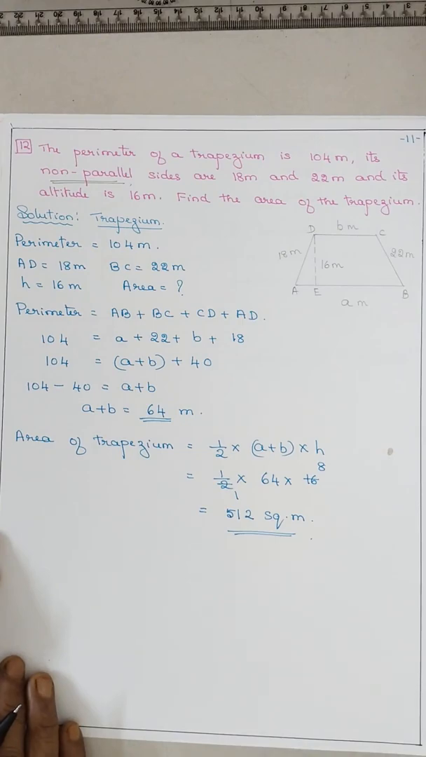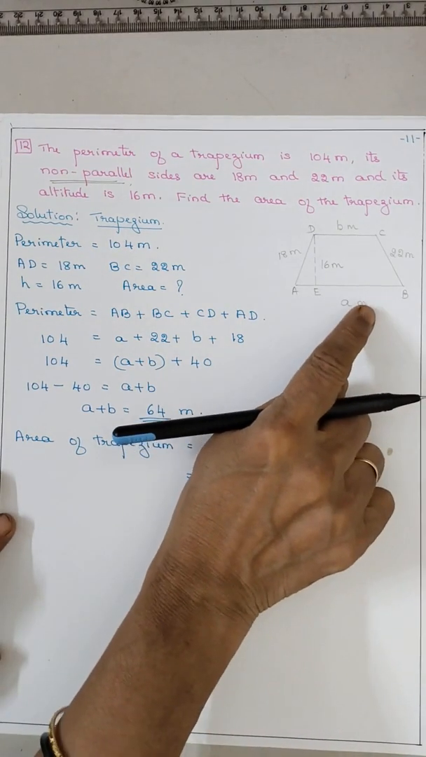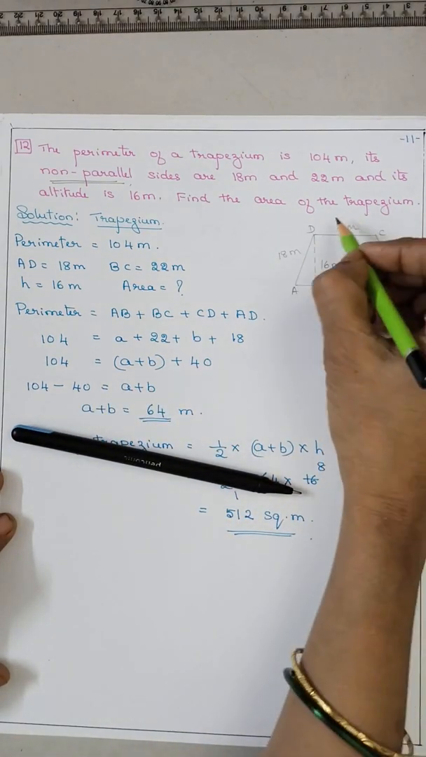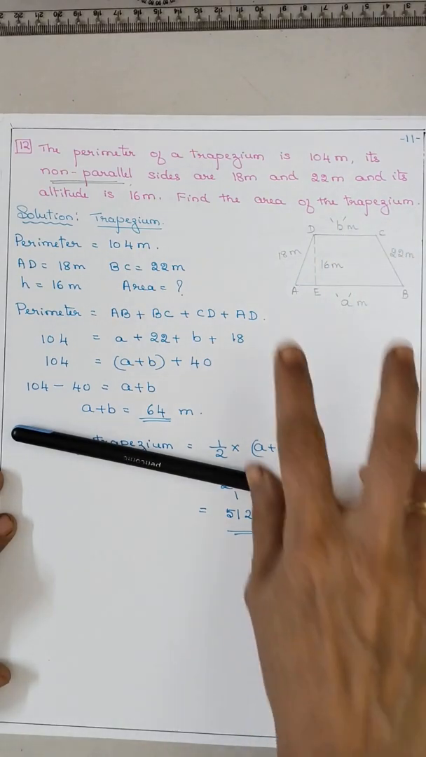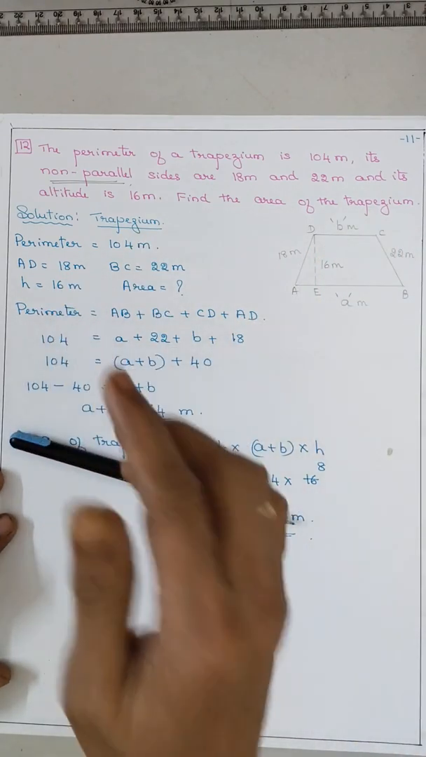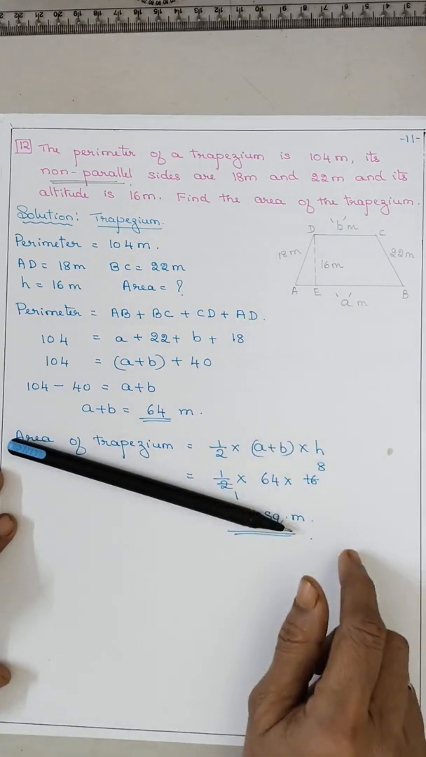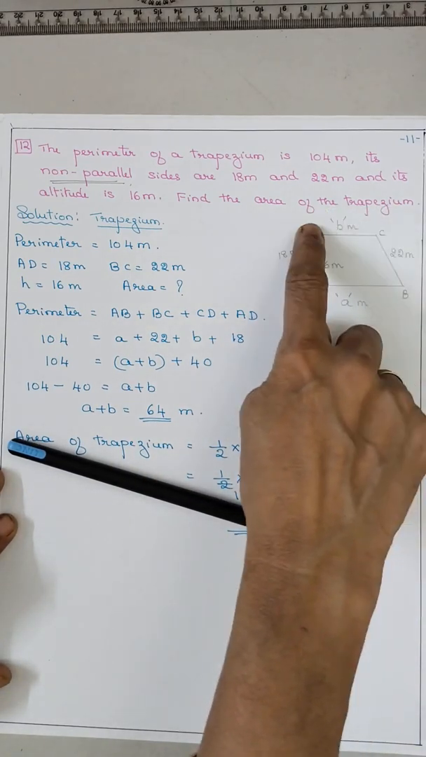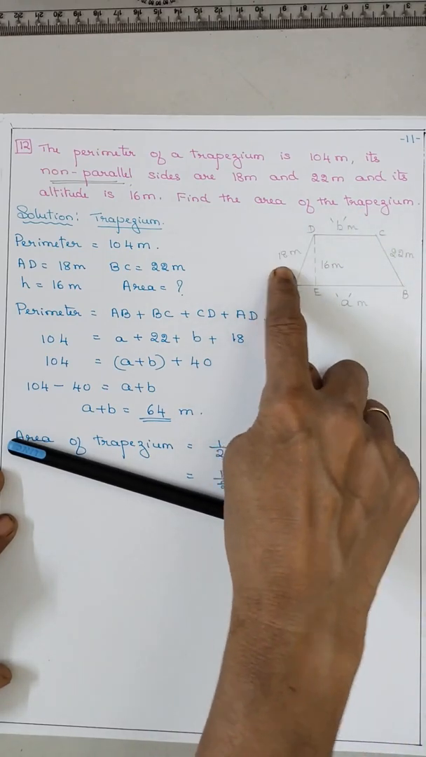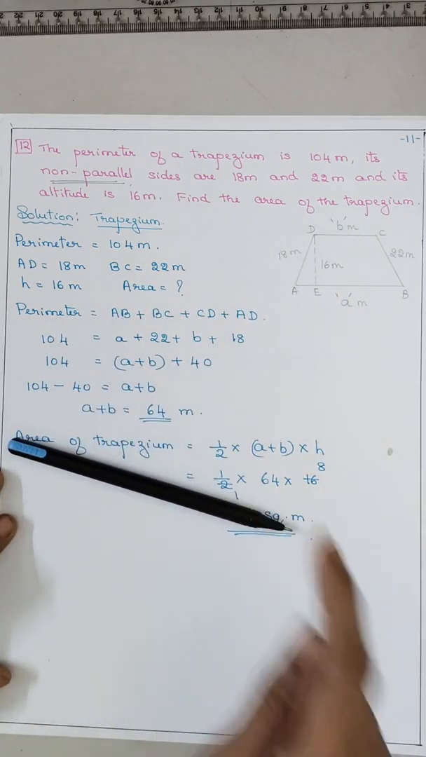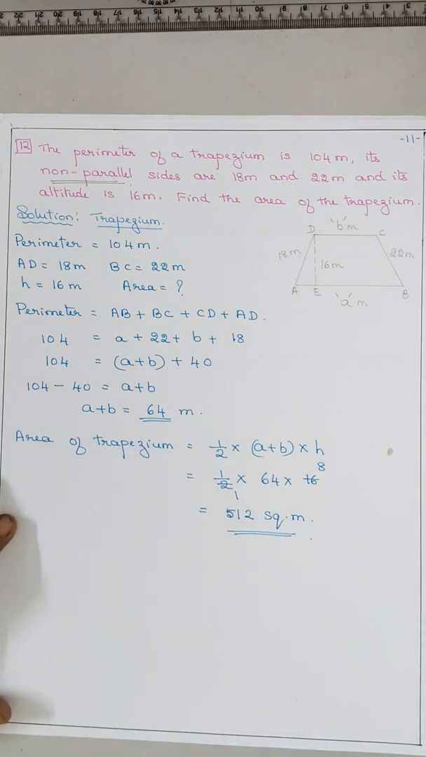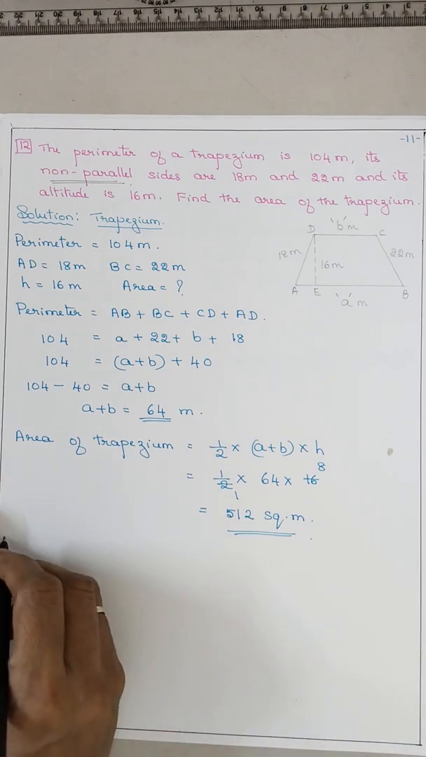Hope everyone understood. When they have not given the parallel sides, this is A meter, this is B meter. The non-parallel sides are given, 18 and 22. Perimeter is given, so perimeter means sum of all sides. So AB plus BC plus CD plus AD. So A plus 22 plus B plus 18 is equal to 104. So you get A plus B. By calculating you got 64.